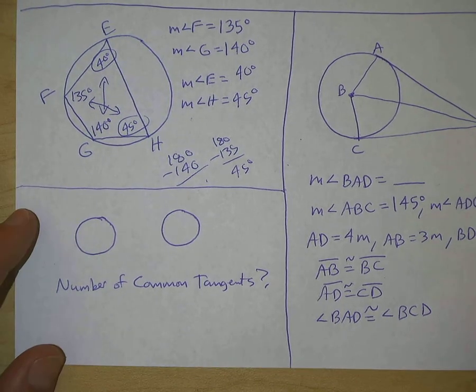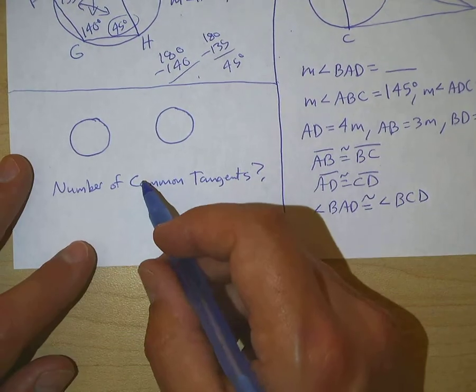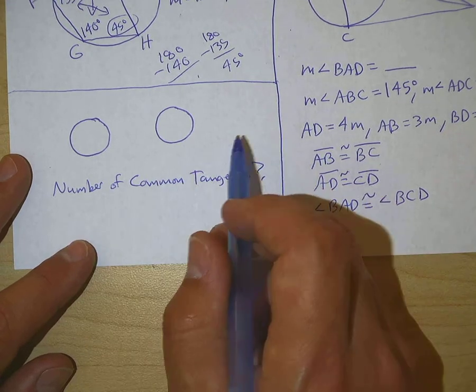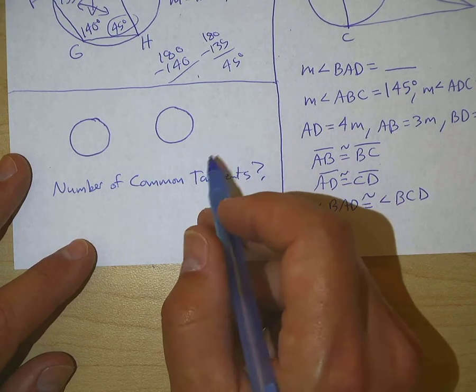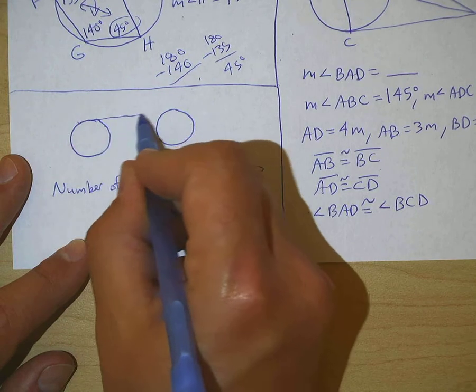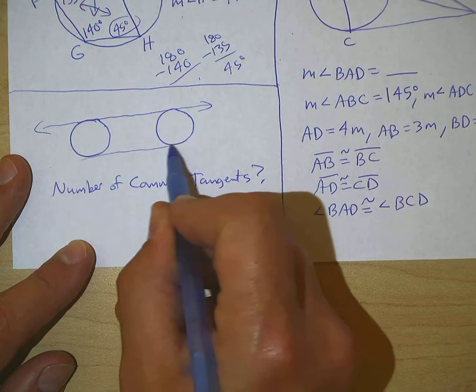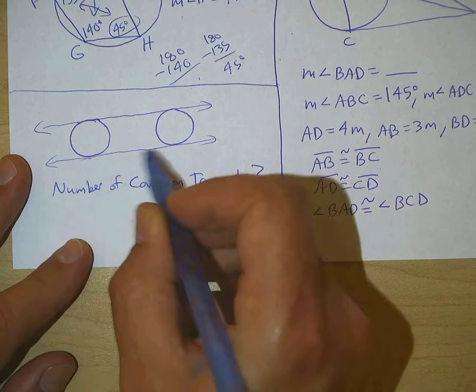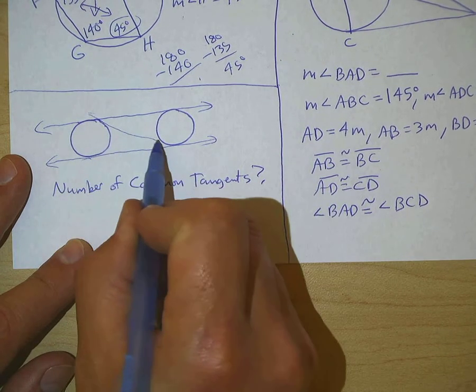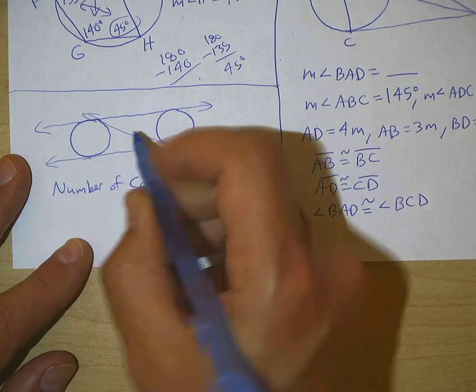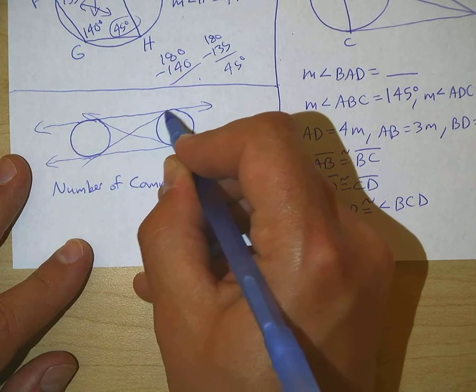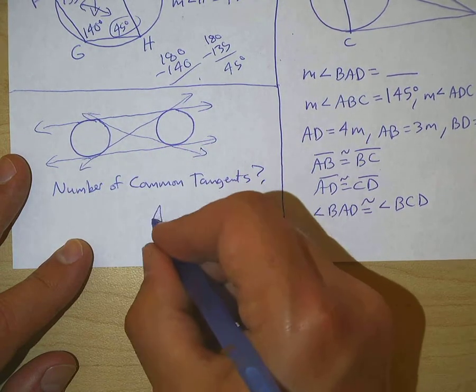Next, how many common tangents does this have? Well, remember, a common tangent intersects each circle in one point and one point only. So I'm going to make this just real rough. There's one. Here's two. Here's 3. These are not perfectly straight. And here's 4. So it says 4 common tangents.